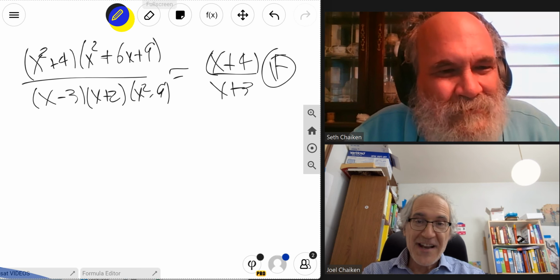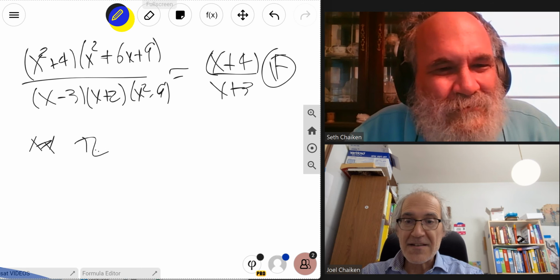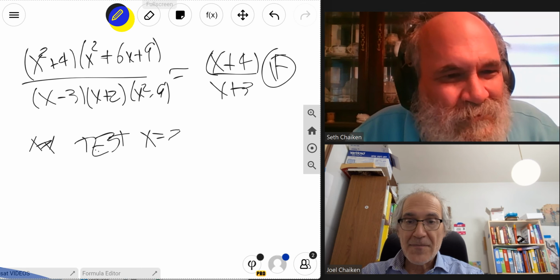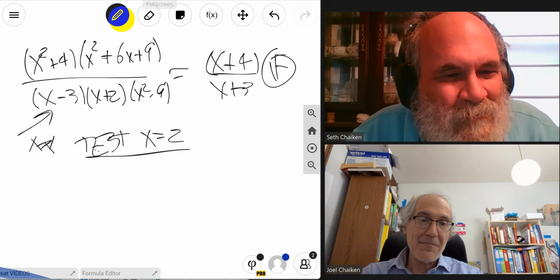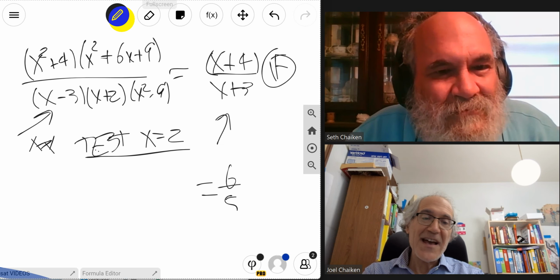But if you wanted to check this and you have an infinite amount of time, you let x be 2. You test x equals 2. And then you put 2 in here and you get some monstrous thing. You put 2 in here and you get 6/5. And you see if you get it right. Now, on a test, this is completely impractical.